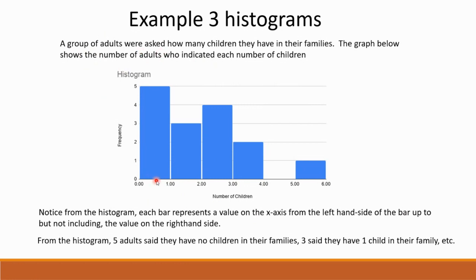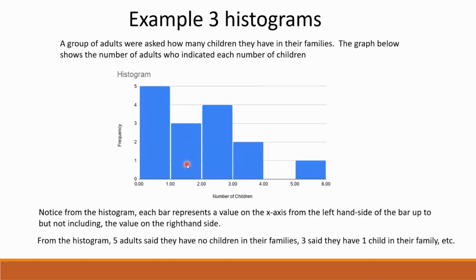And again, notice that each bar represents a value on the x-axis. It's actually all values greater than or equal to the left endpoint, strictly less than the right endpoint. So how many families have no children? That would be from this bar, which is 5. No children. How many families have one child? Well, in this case, you're going to have 3. Frequency, number of children.